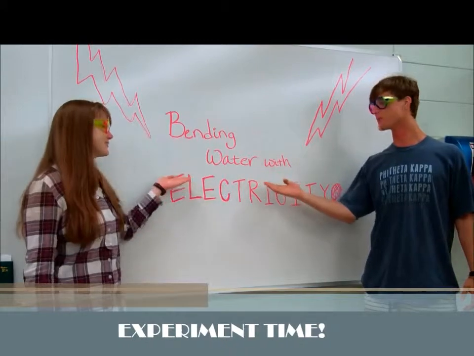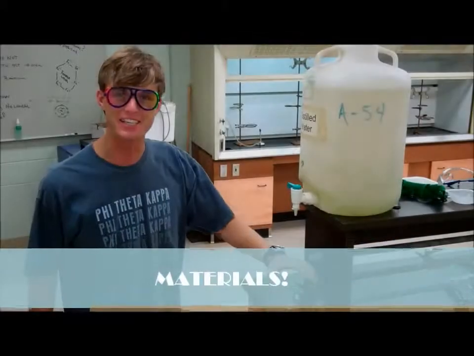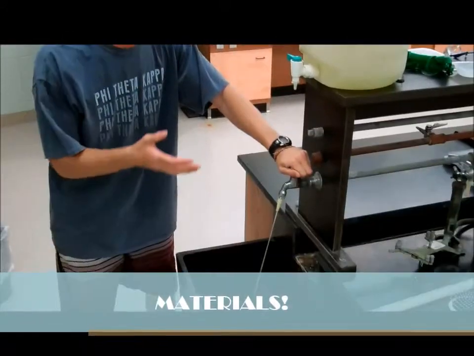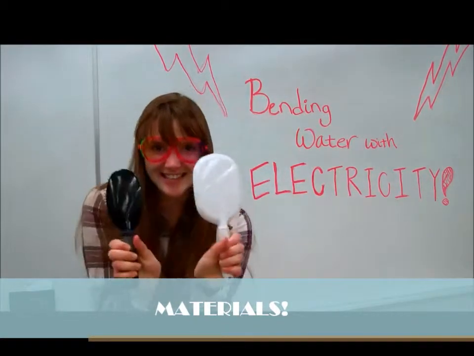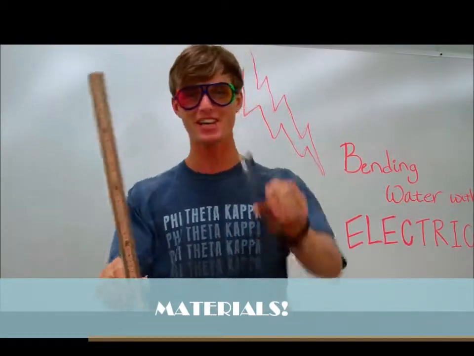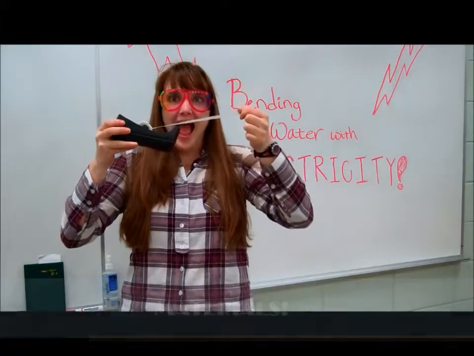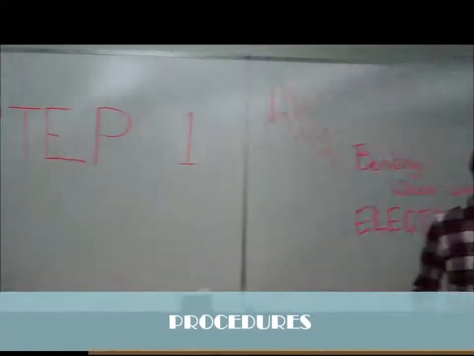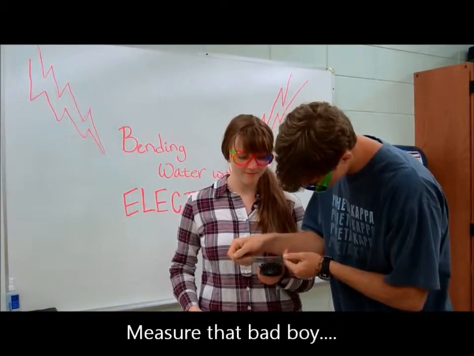Bending water with electricity. First you will need a laboratory sink with running water. Next you will need 2 different brushes of different sizes. Next you will need a meter stick and a ruler. Step 1. Measure the surface area of each brush and the height.